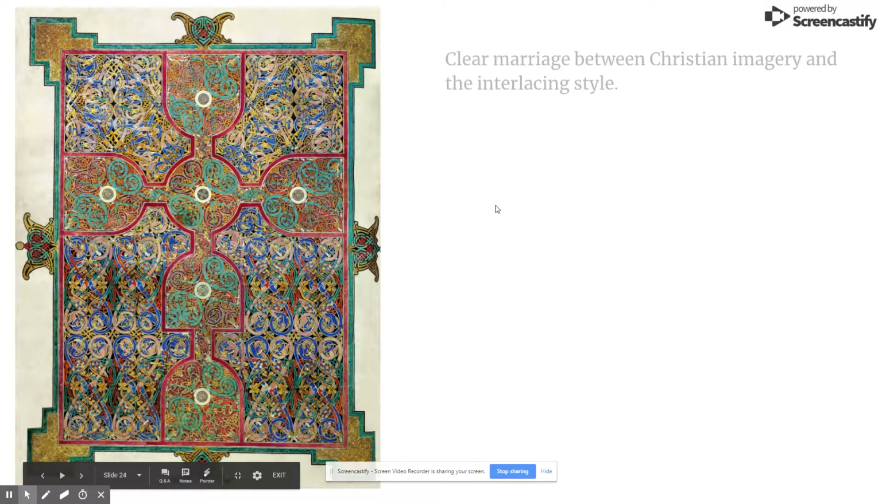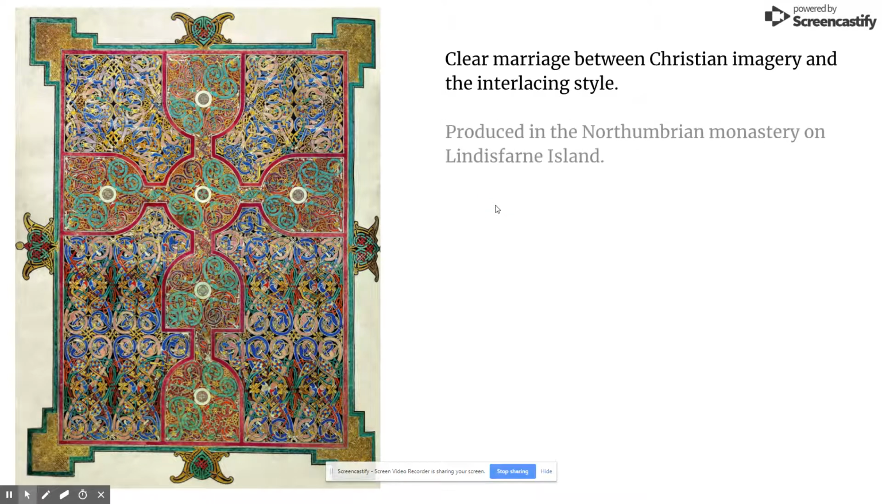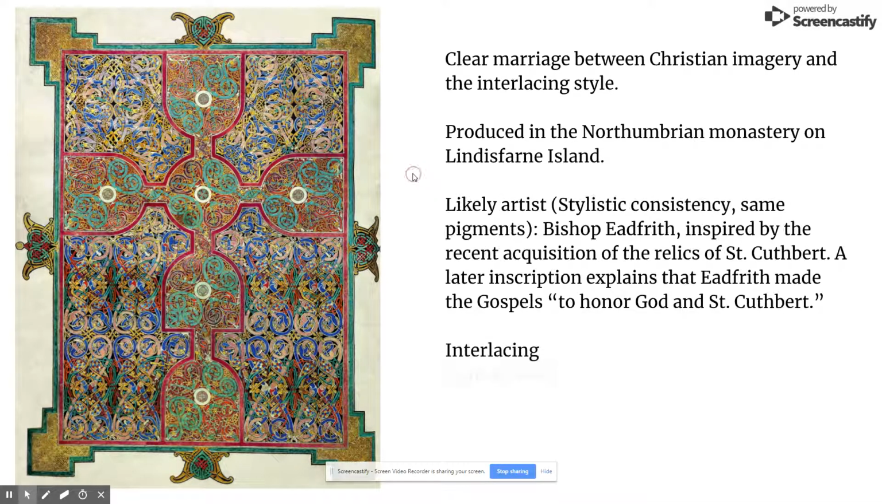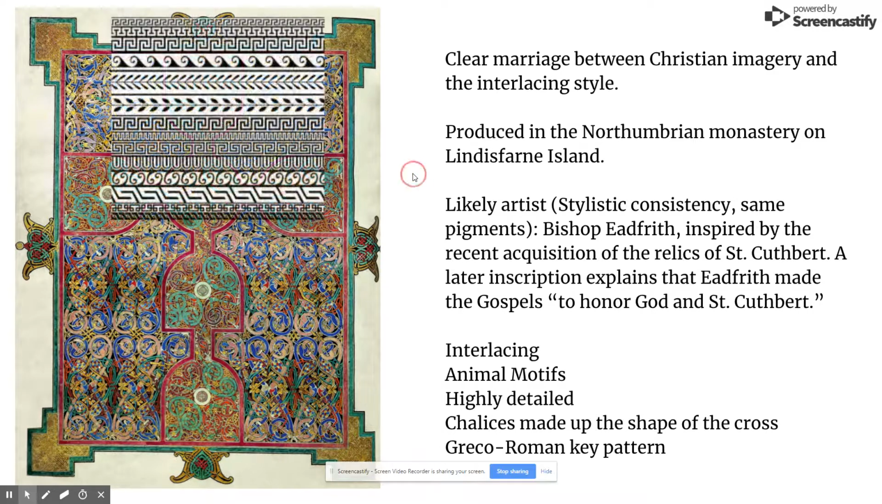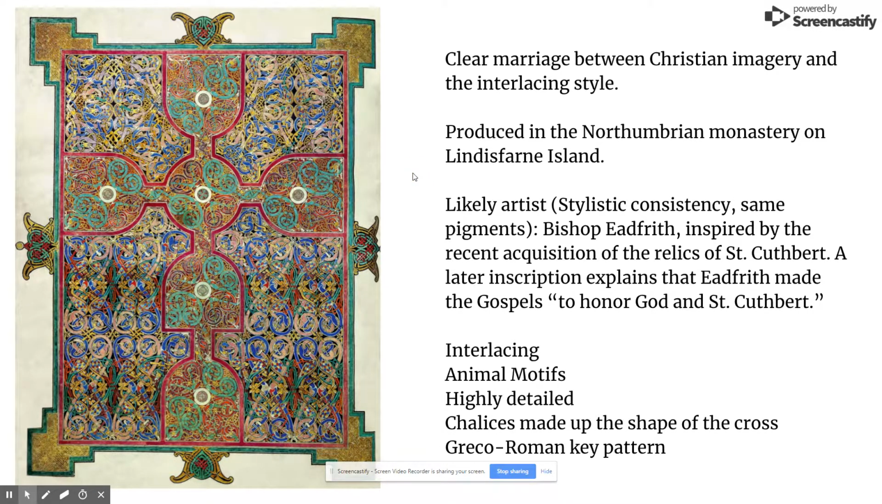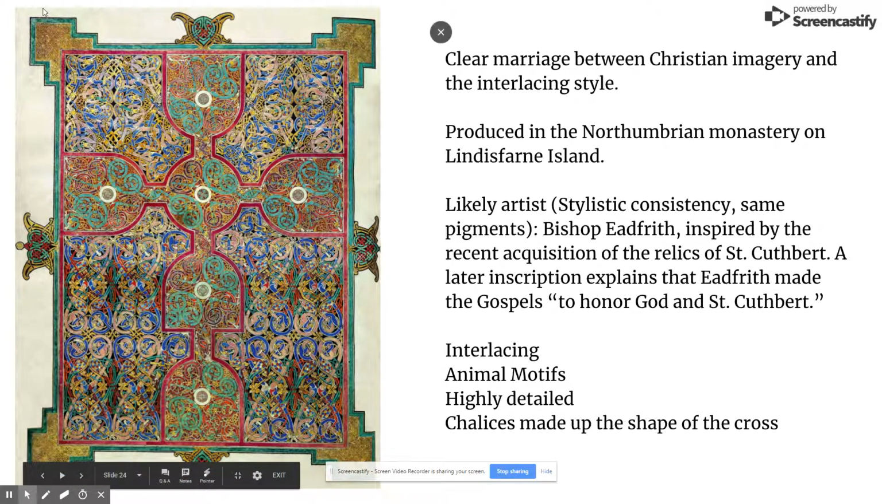Good. All right. So I've talked about the marriage between Christian imagery and the interlacing style that the potential converts would be familiar with. Talked about that. Moving on. So what we have in this top part, the four corners here.